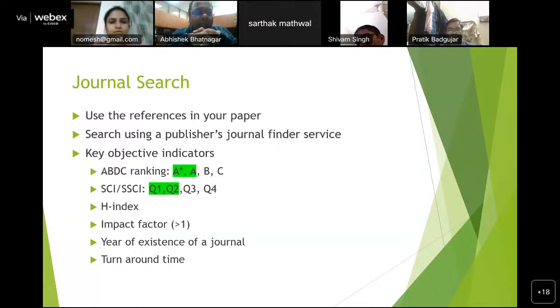And sometimes it may happen that a journal has an ABDC ranking of C and an SCI ranking of Q1. So you can target that. There would be many journals which might be C but Q1, or might be A but Q3. That might also happen. So if any of these two indicators are matching, you can use that.